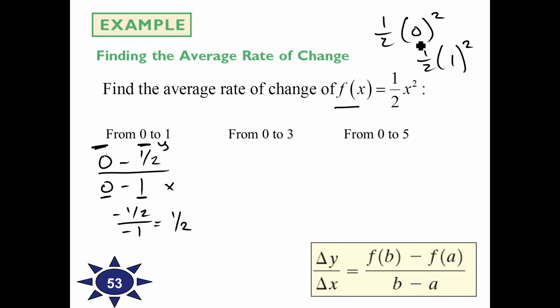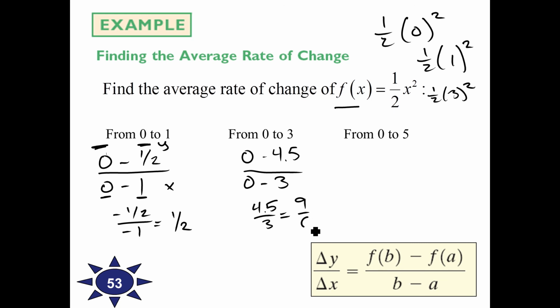Let's try 0 to 3. All right, we already have 0. Let's plug in 3. 1/2 times 3 squared is 4.5. So 0 minus 4.5 over, and we plugged in an x of 0 minus 3. So we have 4.5 over 3, which would be, if we doubled both of those, 9 over 6, which is 3 halves.